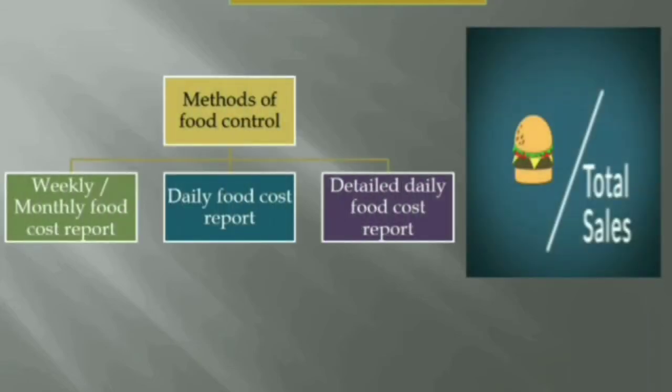Methods of food control. There are basically three methods of food control: weekly or monthly food cost report, daily food cost report, and detailed daily food cost report. We shall now study each of these reports in detail.